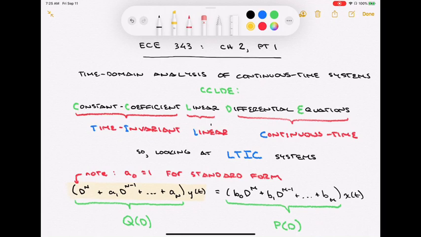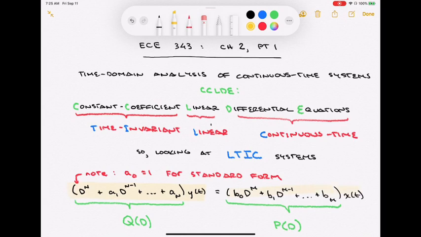On the right-hand side, we see something very similar. It's just that the highest power of D now could be a different value. It could be a value m rather than a value n. And we're going to use different coefficients. So b0 D to the m plus b1 D to the m minus 1, going all the way down until we get to the constant term b sub m. This is going to be acting on the input x of t.